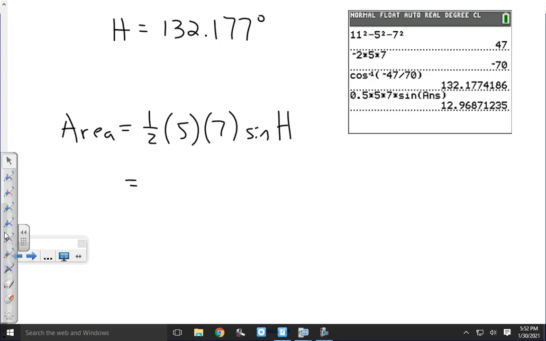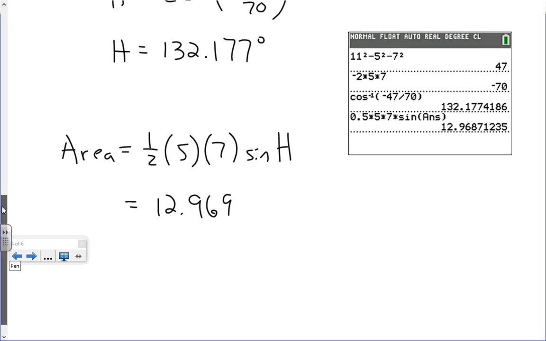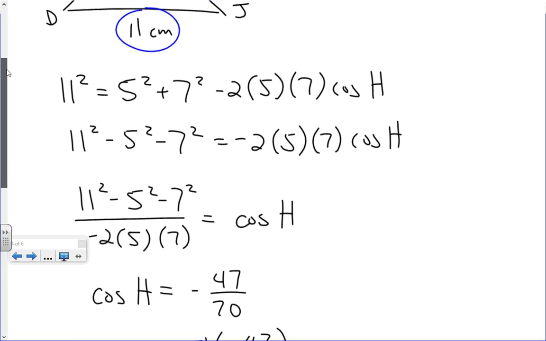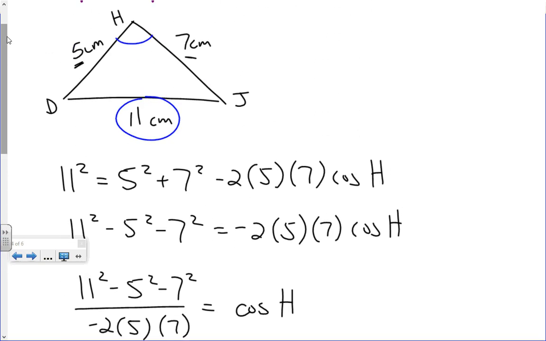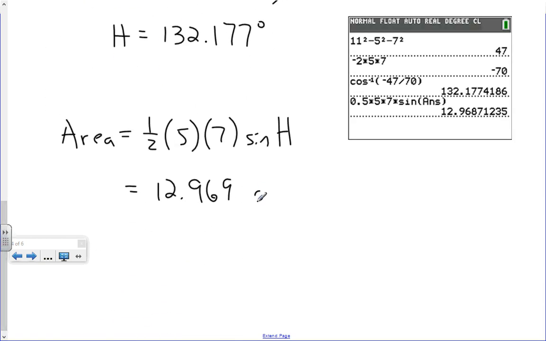Area is equal to 12.969. And again, if they give you units in this problem, then make sure you include that in your answer. If you go back to your original sketch, they told us that our side lengths were measured in centimeters. So that means our answer is going to be in square centimeters: 12.969 square centimeters.